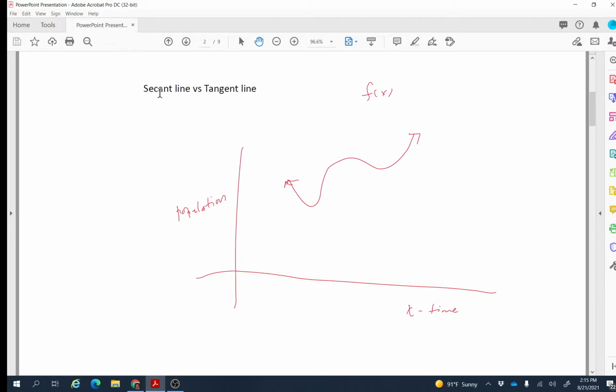To understand the secant line versus the tangent line, let's pick two points, (x1, y1) and (x2, y2), and draw a line L1 through these two points. And let's pick just one point, (x3, y3), and then draw a line L2 through that point. In this example, line L1 is called a secant line and line L2 is called a tangent line to the curve.